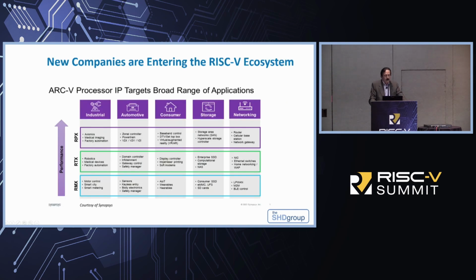So this chart is courtesy of Synopsys. It looks at where they're targeting their ARC-V processor IP product, the one that they just announced. And as you can see, there's a range of application types that they're targeting: industrial, automotive, consumer, storage, networking. And within those, there's granularity in terms of the performance of the device, the CPU cores that they're offering.